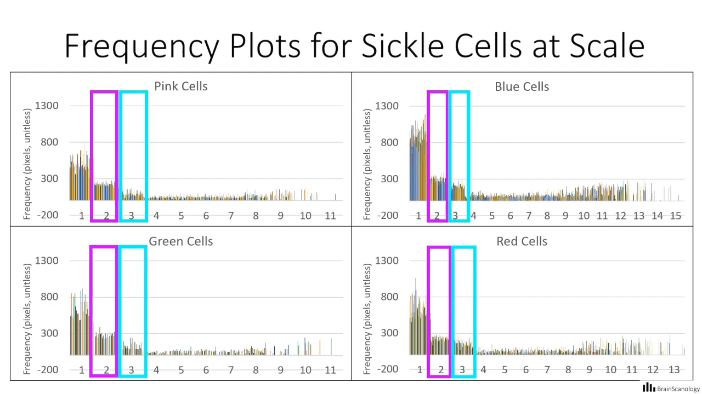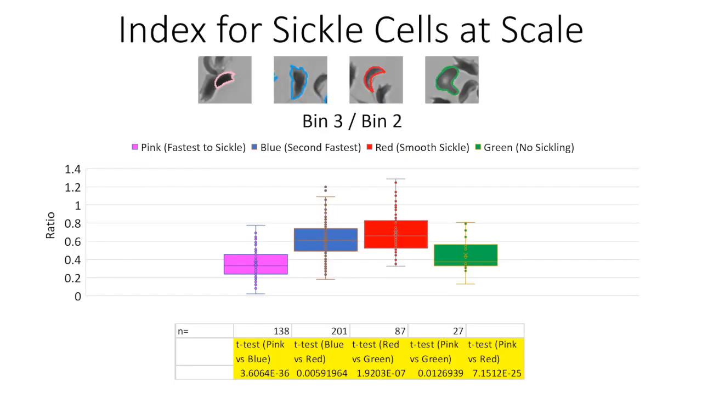For all 4 frequency plots, bin 2 is boxed in pink, and bin 3 is boxed in blue. An index can be made to distinguish between sickle cell shaped subtypes based on this observation. The index used here was the ratio of bin 3 over bin 2. Box plots depicting the ratio of bin 3 over bin 2 are shown here for each sickle cell shaped subtype. Pink cells had the lowest median ratio and red cells had the highest median ratio.